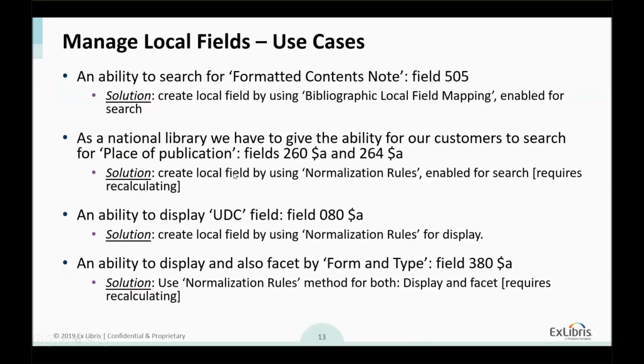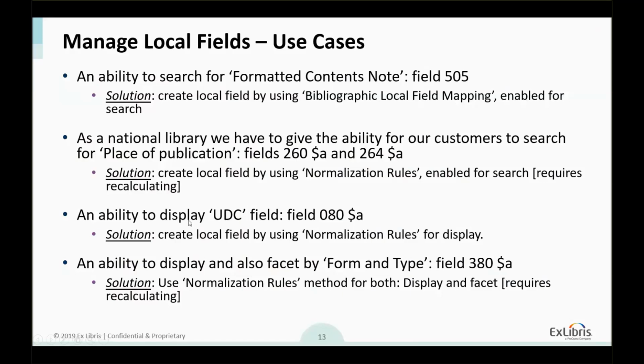In the second use case, we have a situation of a National Library that would like to give the user the ability to search for place of publication, which is taken from 260 subfield A and 264 subfield A. Because those fields are not part of the MARC local fields, for this situation they needed to create a local field by using normalization rule and enable it for search, and this requires a recalculation of the data.